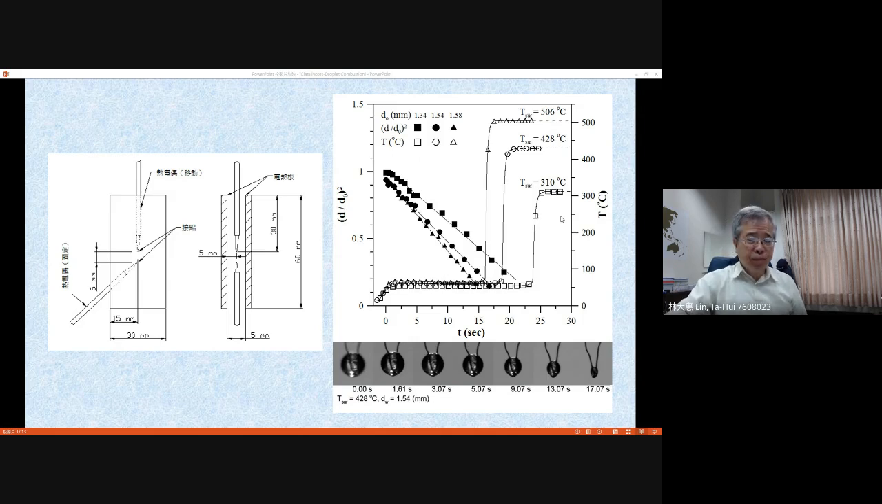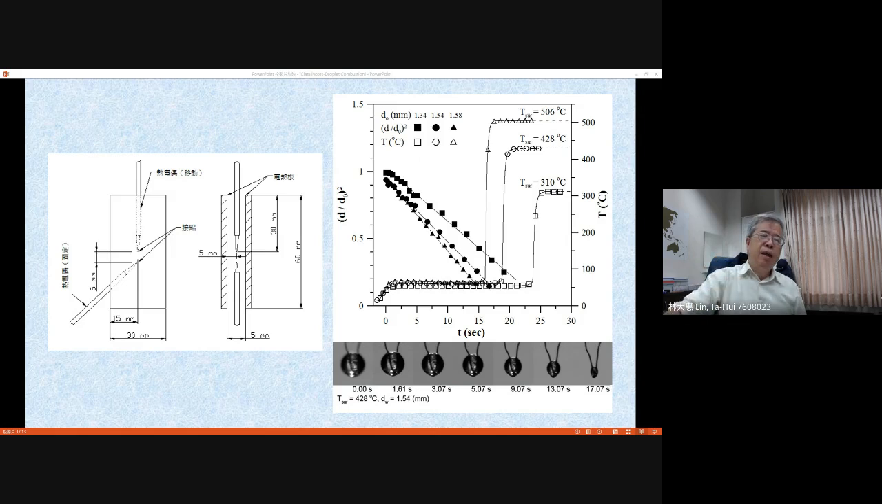Now you can see that for these three cases, the d square, the droplet surface change, basically decreases linearly. This can be described very well by the d square law, and you can see there is the so-called slope here. This is the slope, k. K is basically the so-called evaporation rate constant of the d square law.